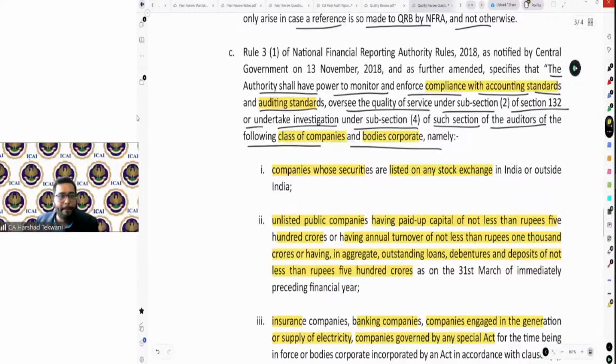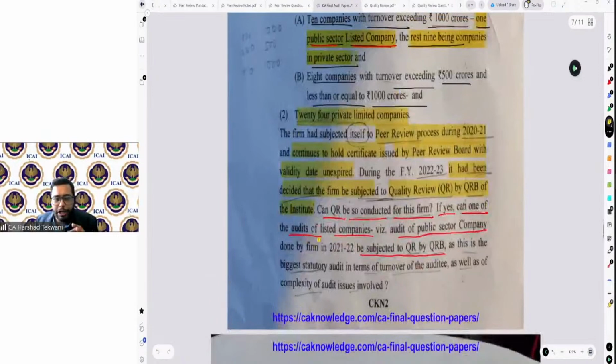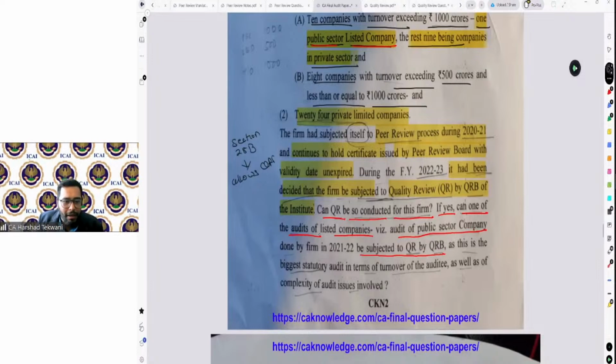Okay. So now I'll come back to the question that was asked in yesterday's exam. Now the first question was, can quality review be conducted for the firm? Answer is yes, based on my section 28B. Section 28B allows QRB to select this firm.